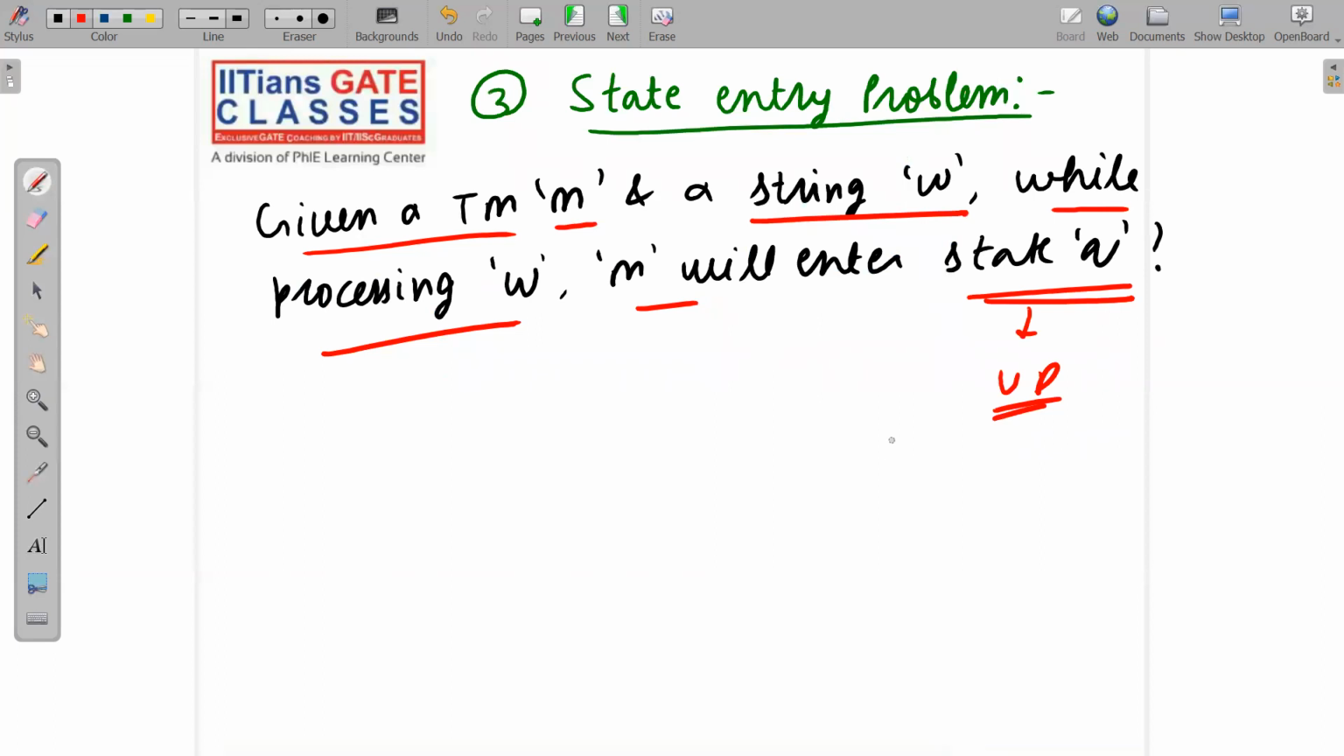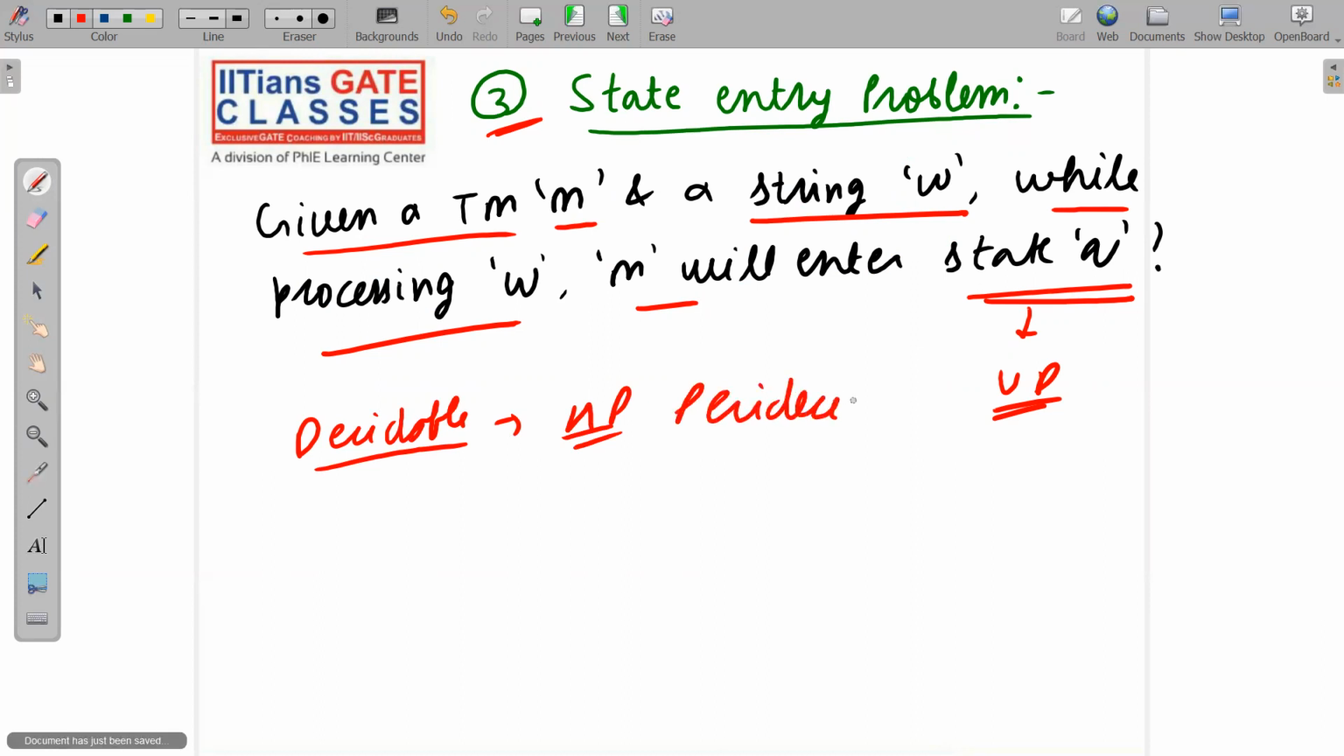I have already told you I have given you a list of 6 undecidable problems. 2 are over. This is third. First was the halting problem. Second was the blank tape halting problem. Third is the state entry problem, and this is also an undecidable problem. Why is it undecidable? Think about it. If this was decidable, then I would obviously say that the halting problem is also decidable. But the halting problem is undecidable, hence this will be undecidable.